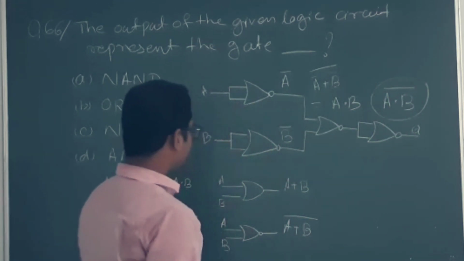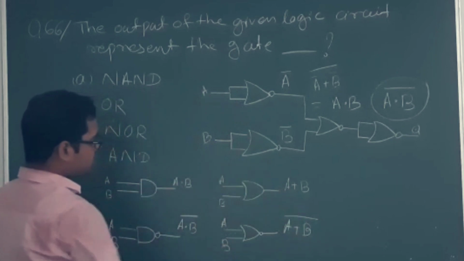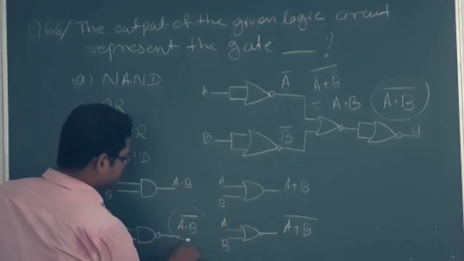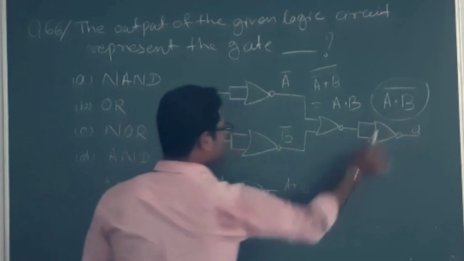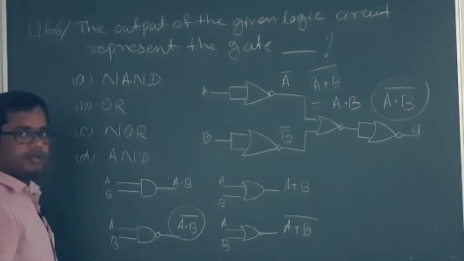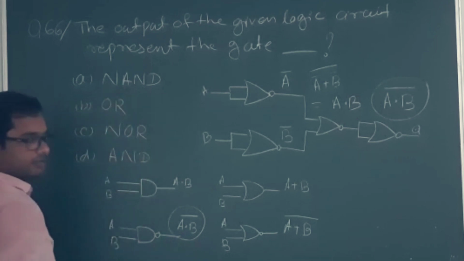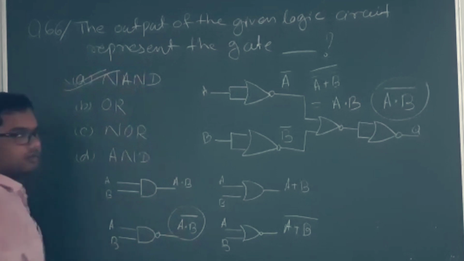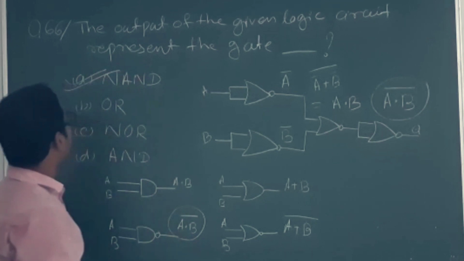Now compare the final output with the four logic gates' outputs. So this output will be similar to this one, and which gate is this? This is the NAND gate. Okay, so the answer will be option number A. Okay, so moving to the next question, question number 67.